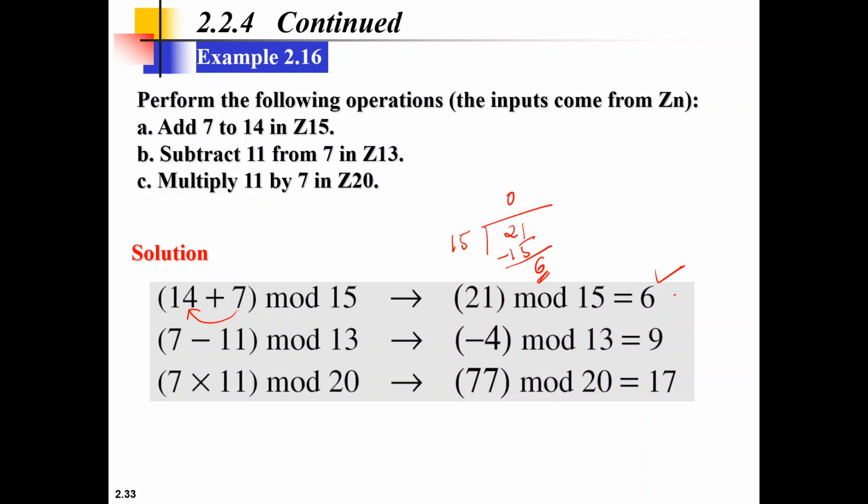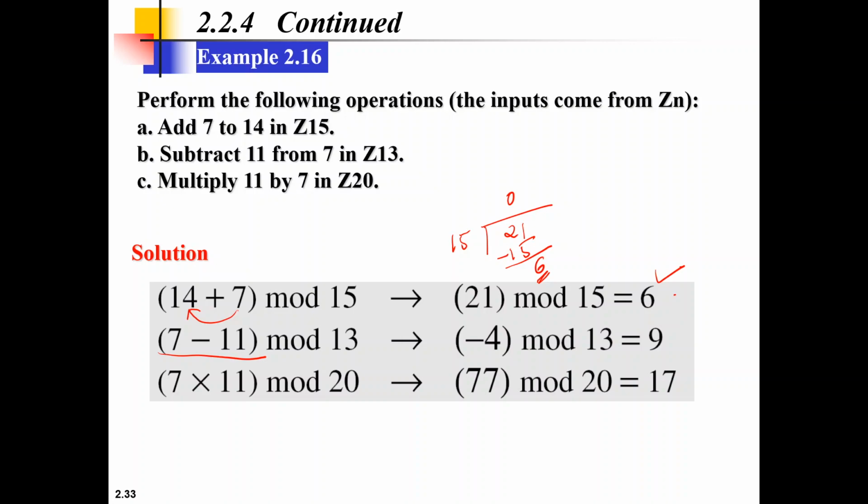Subtract 11 from 7. So 7 minus 11, you have minus 4. Minus 4 mod 13. So I will add the value 13 to it, so you have the number as 9. 7 into 11, that is mod 20. 77 mod 20, you have remainder as 17.